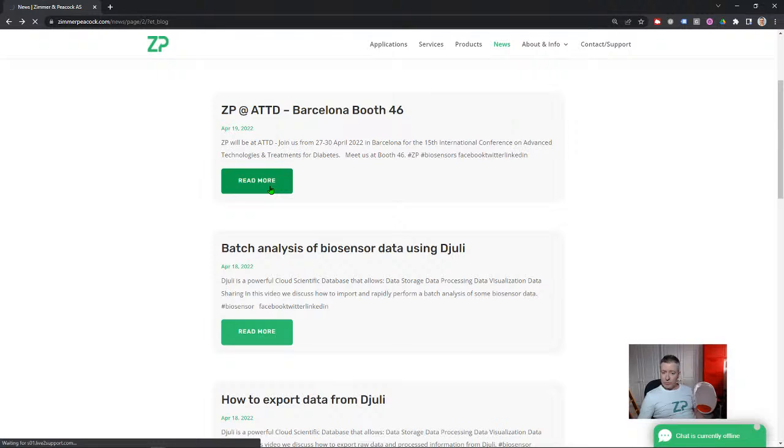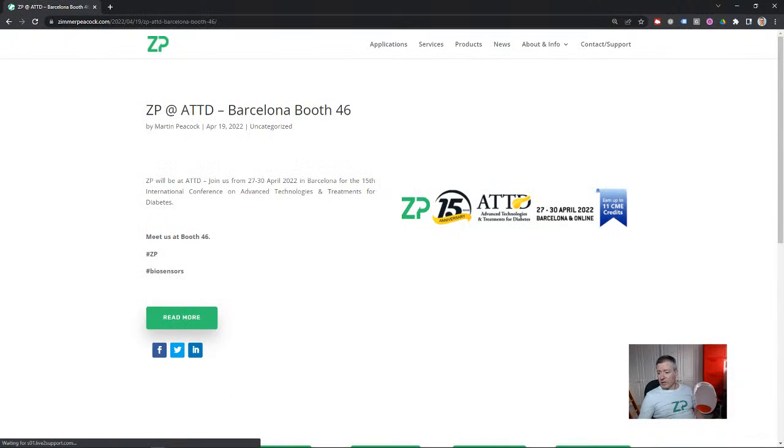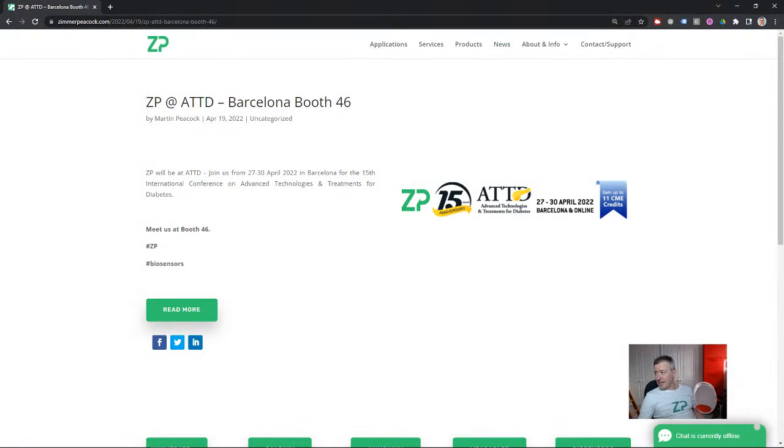So there's also some news from Zimmer and Peacock for this week. We're going to something called the ATTD, the Advanced Technology and Treatment for Diabetes. And I think this is quite relevant, as we have a lot of inquiries about diabetes and CGM, continuous glucose monitoring.